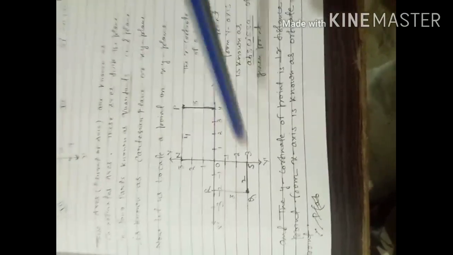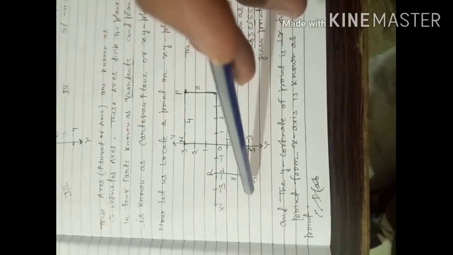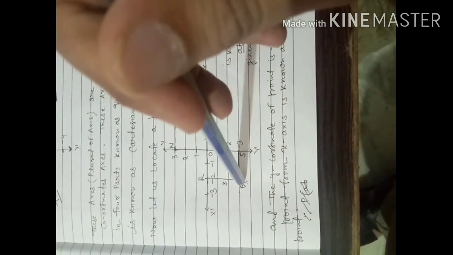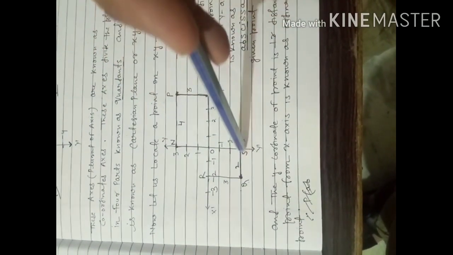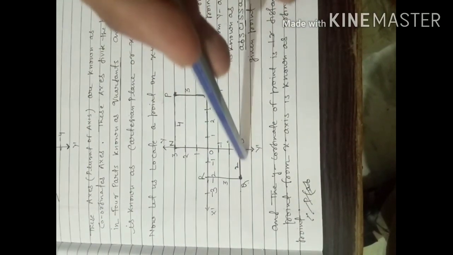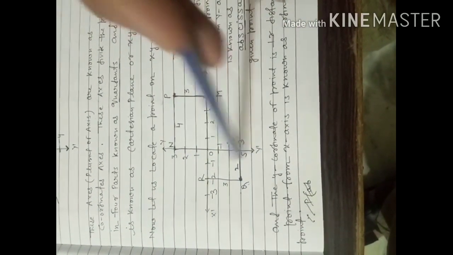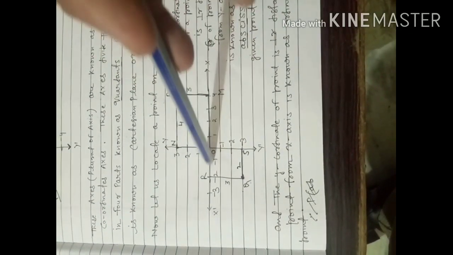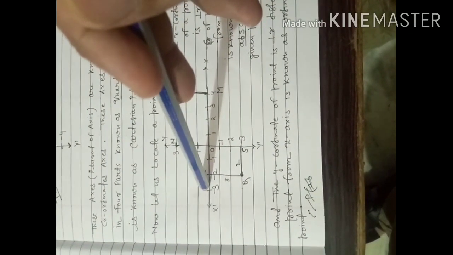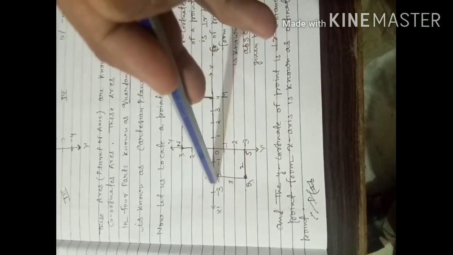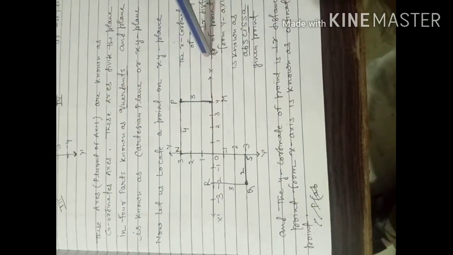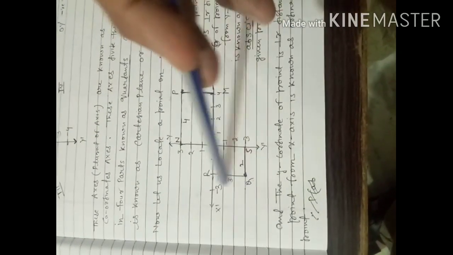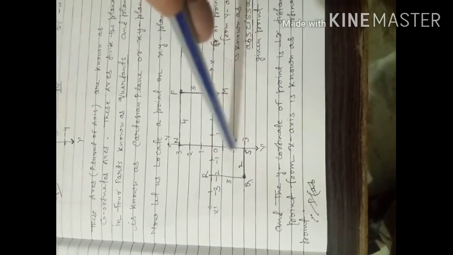Let us see this point Q. Now this is point Q, and the perpendicular distance of Q from the y-axis is 2 units. QS is perpendicular on the y-axis. This is 2 units because OR is 2 units. Also QR is perpendicular to the x-axis, and QR is equal to OS, equal to 3 units.